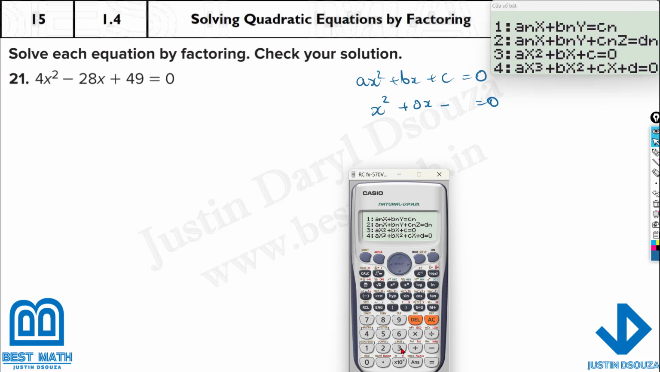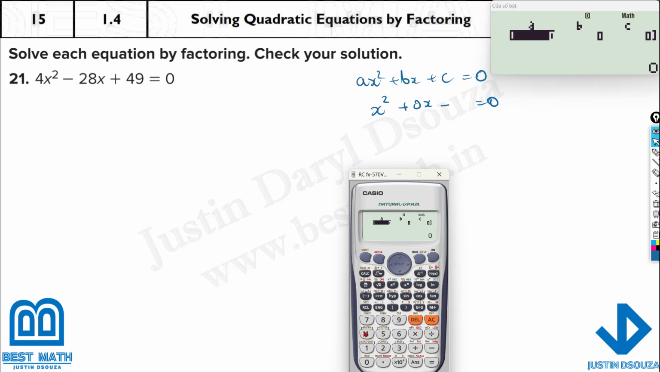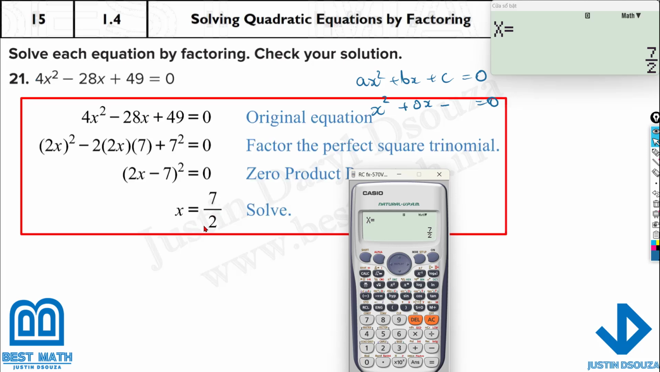Mode, 5, and 3 for quadratics. Mode, 5, 3. What is the coefficient of x squared? It's 4. Minus 28 is the coefficient of x, and 49. Here we go. The answer is 7 by 2. Only, see, there's only one answer. There's only x. So here we have a single answer, that's 7 by 2.